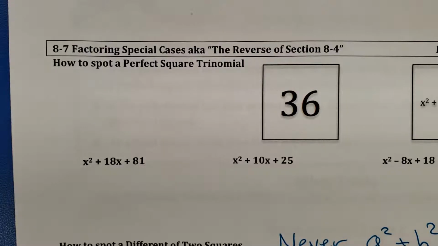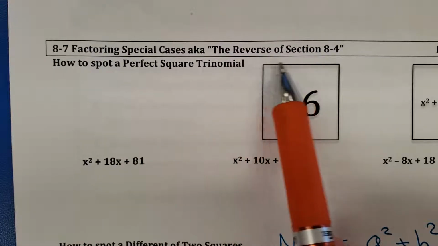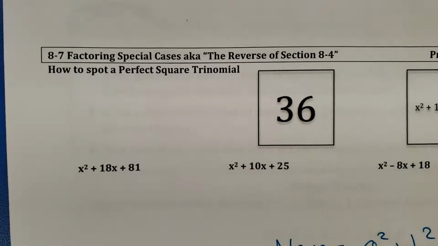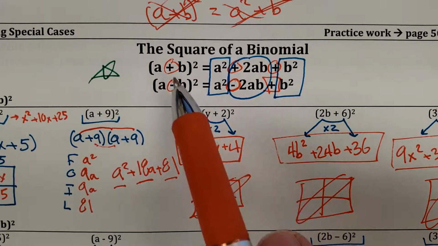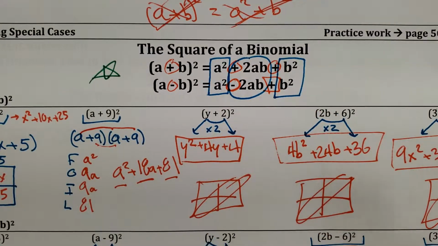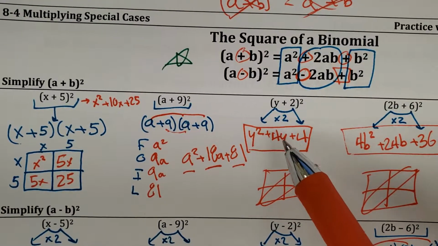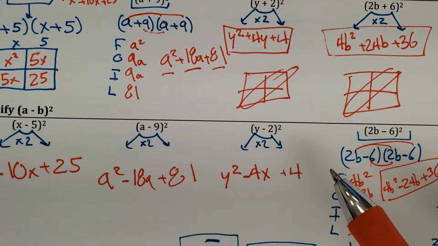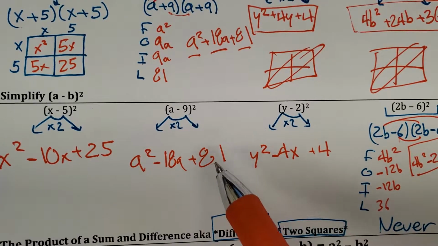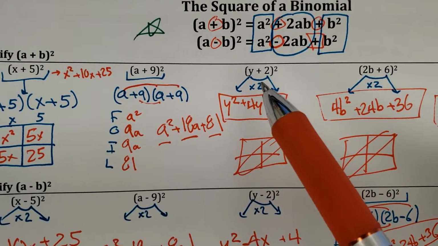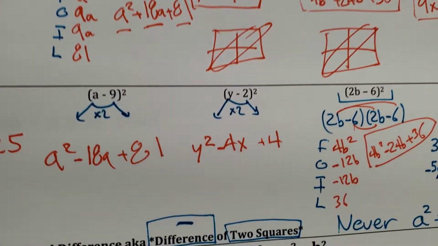Factoring special cases, aka we're doing the reverse of section 8.4. If you remember section 8.4, this was when you were squaring a binomial. Remember there was a shortcut: you could just square the left, square the right, and put a double product in the middle. So what we're doing today is spotting these special cases, and then turning them back into a binomial squared.